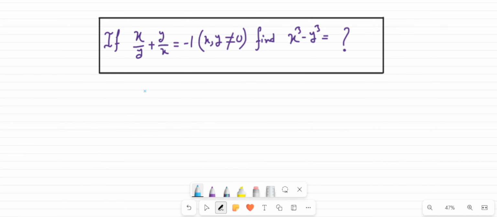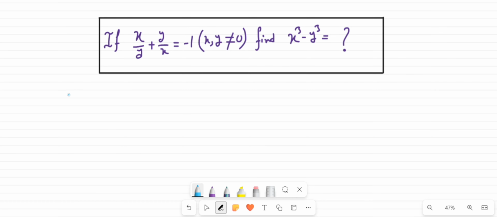Hello friends, today we will be solving this algebraic identity. So what is the given problem? It is, if x by y plus y by x equals to minus 1, where x and y are not equal to 0, then we have to find the value of x cube minus y cube. Okay, so let's solve it.